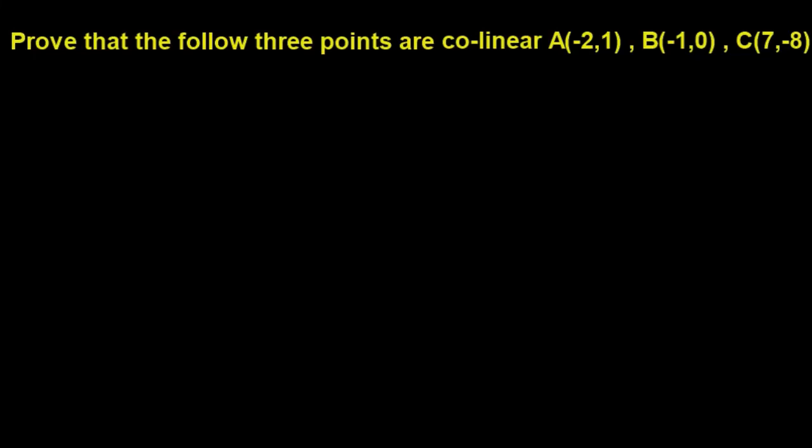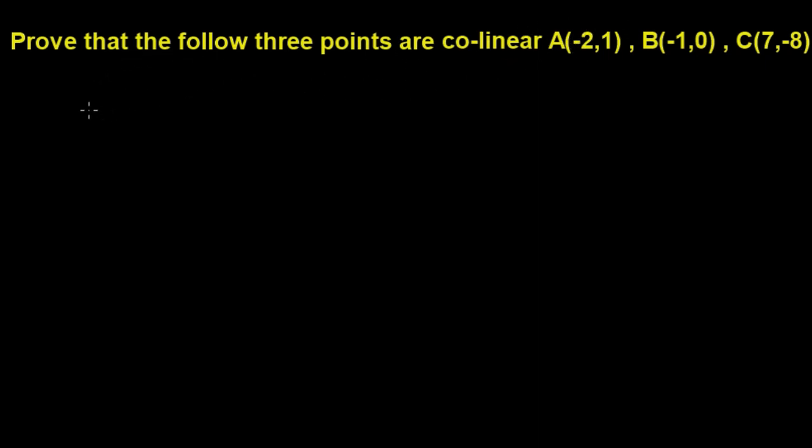So why don't you try this question here? Prove that the following 3 points are collinear. So you get the points A(-2, 1), B(-1, 0), and C(7, -8). Now first of all we have to see that they actually have the same gradient.